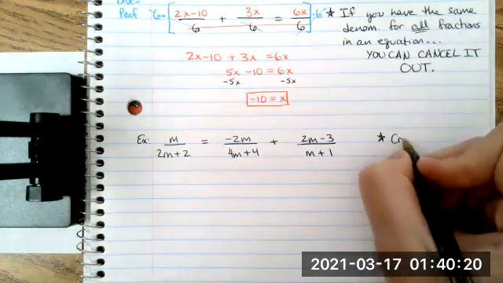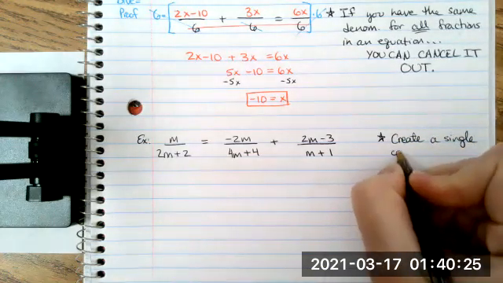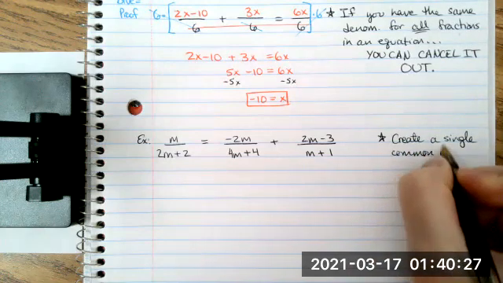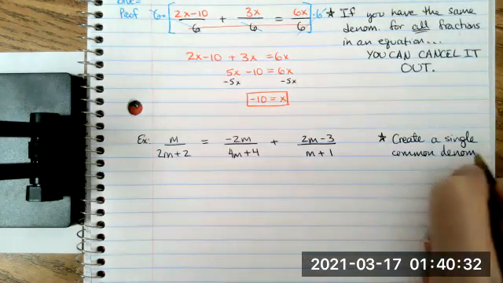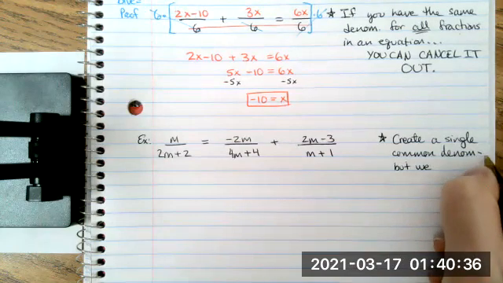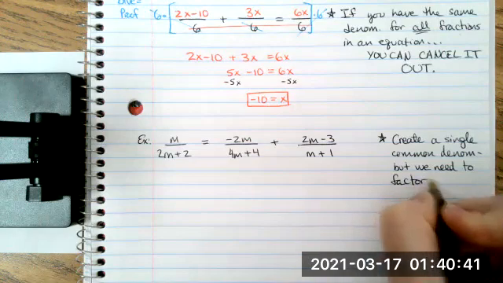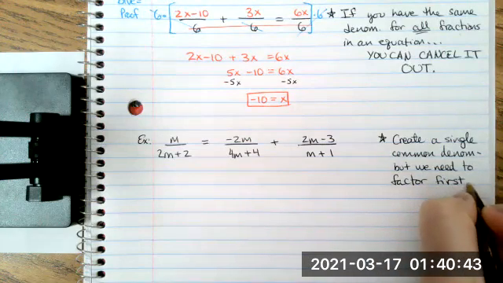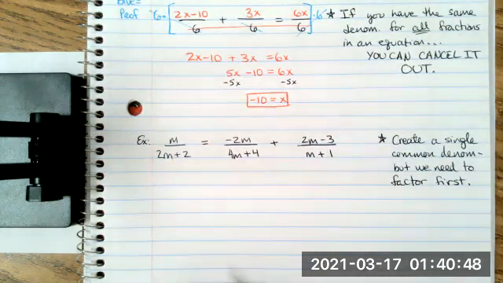We are still going to create a single common denominator so that we can eventually cancel it out, but we need to factor first. And the reason we need to factor first is because when we have involved denominators, so denominators that are more than just a single number, we need to figure out what the heck the pieces are that created these denominators.